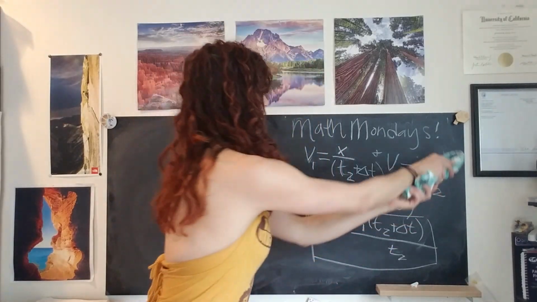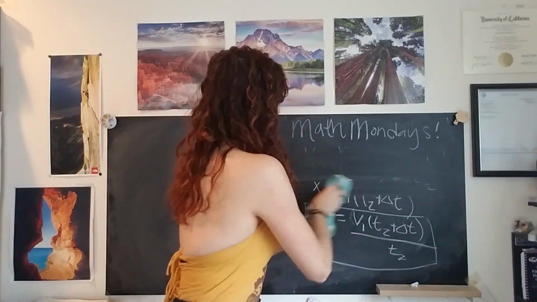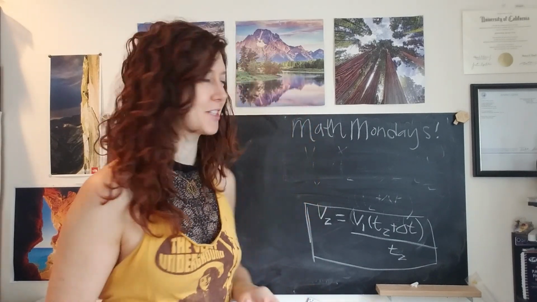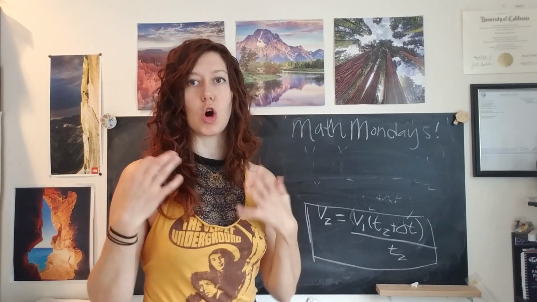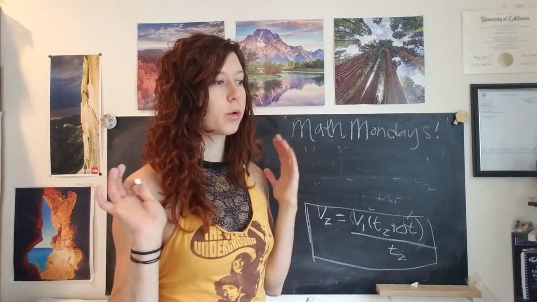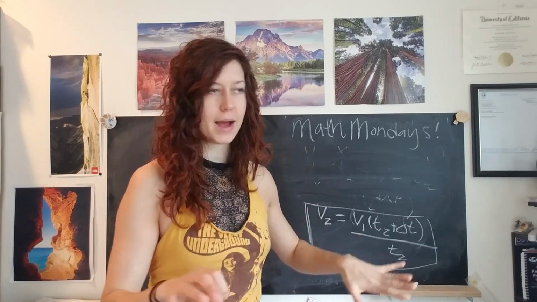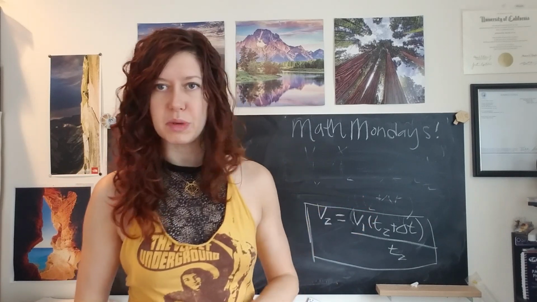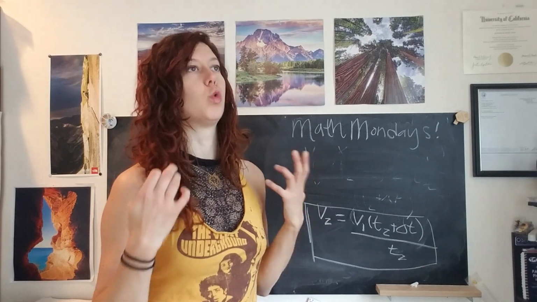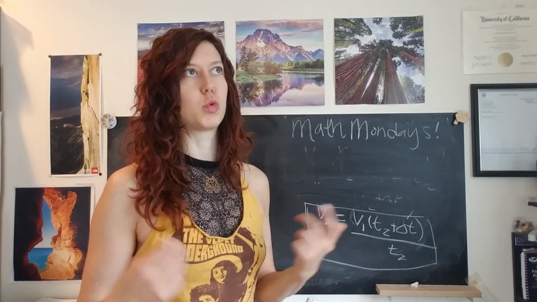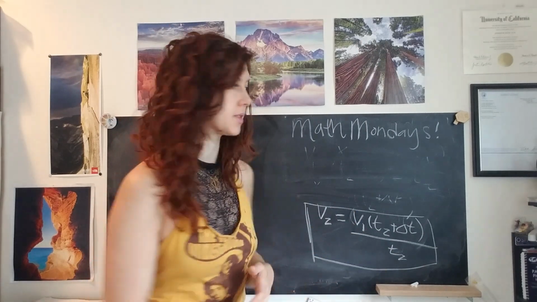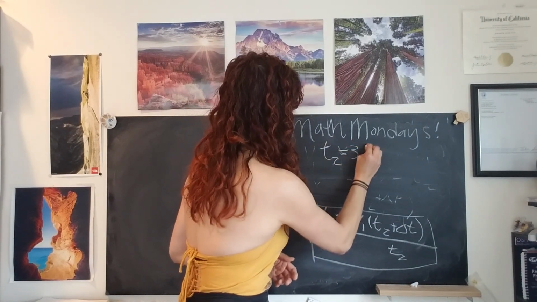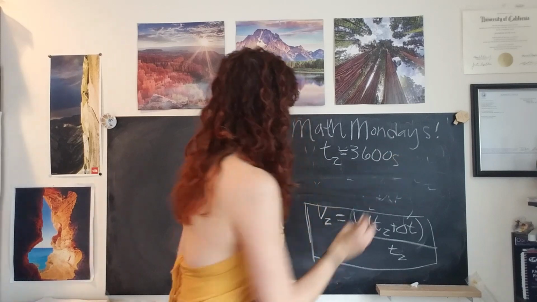What does this look like in practice? Let's use some specific examples so that we can actually understand how this works. Okay, so let's assume that our print takes an hour. If we were to start them at the same time at the default speed of the printer, that print would take an hour, which would be 3,600 seconds. So let's say that T2 equals 3,600 seconds.